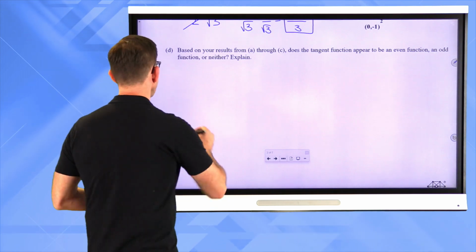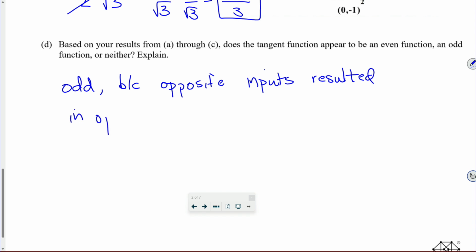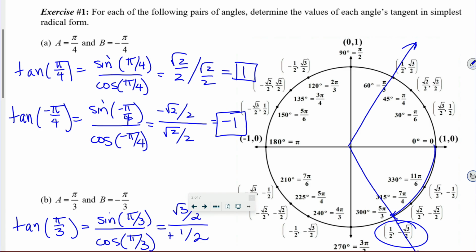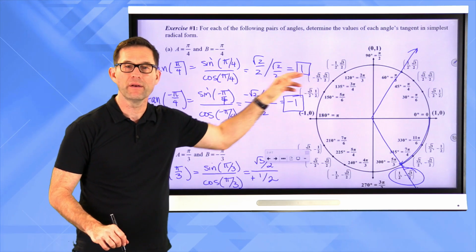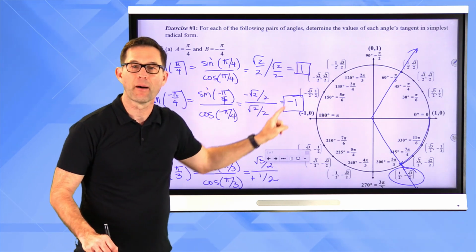Well, this happens to be an odd function. At least it appears to be, because opposite inputs resulted in opposite outputs, right? So if we look, and there's our red, right? If we look at pi over 4 and negative pi over 4, right? Tangent of pi over 4 was 1. Tangent of negative pi over 4 was negative 1. Opposite inputs resulted in opposite outputs.